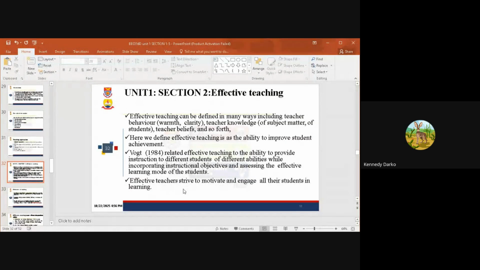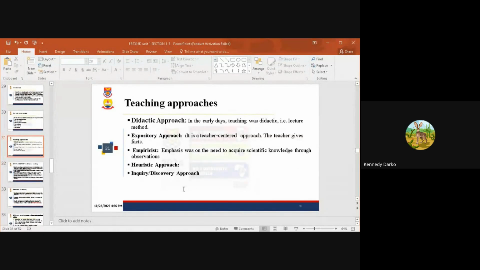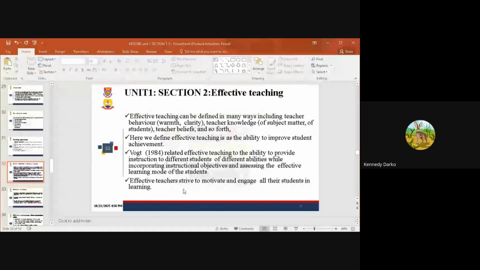Okay, so we have come so soon to Unit 1, Section 2. Here we are looking at effective teaching. When we say effective teaching, what do we mean? Because of time, I might speed up a little. Effective teaching can be defined as behavior, which is the warmth, the clarity, which a teacher or teacher's knowledge helps in, the subject matter, of students, teacher beliefs, and so forth and so on.